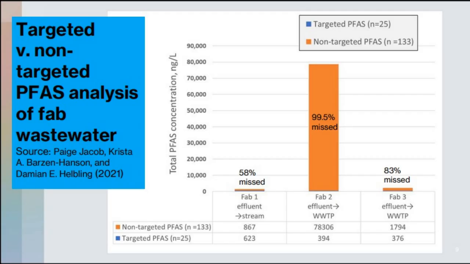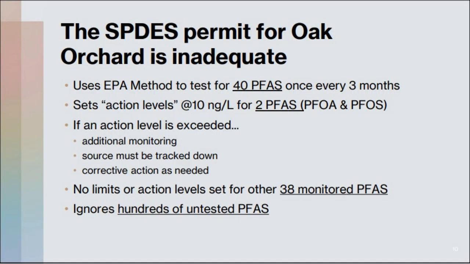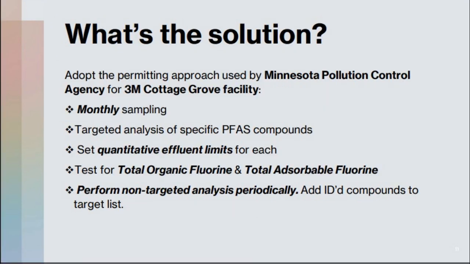And the regulators are only looking at targeted compounds. They're ignoring the non-targeted compounds. So the gist of this is the permit. You're going to hear more about the permit. The permit is completely inadequate. And you can read the handout. There are examples at the very end of what Minnesota has done, which is much better than what we got in New York State. Thank you very much.